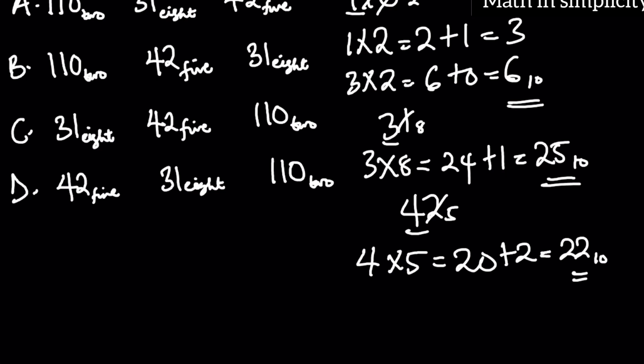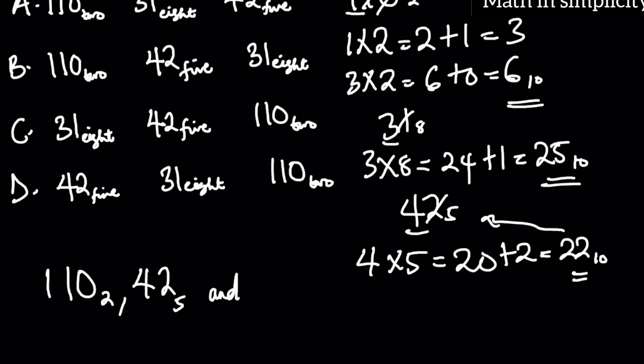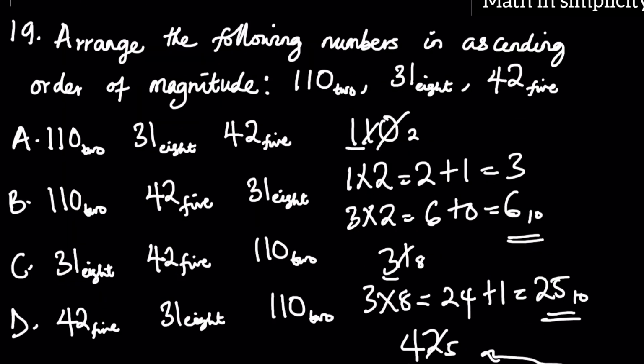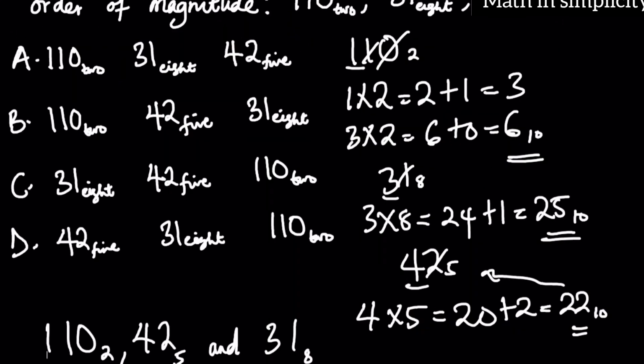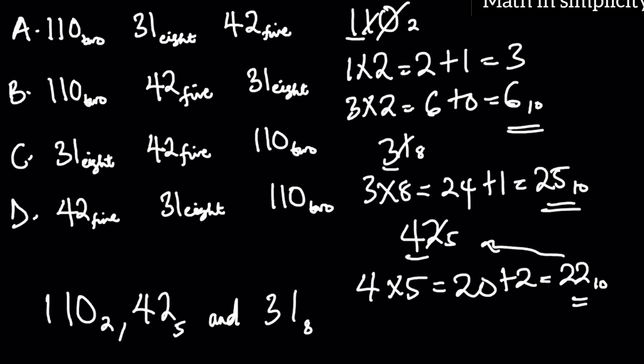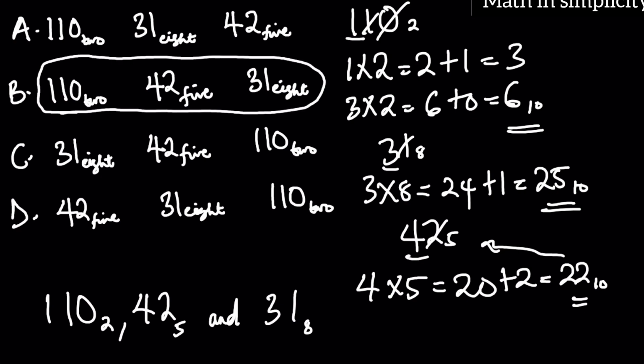So 110 base 2 is the first, followed by 22 base 10, which is equivalent to 42 base 5, and then we have 25 base 10, which is equivalent to 31 base 8. So we have 110 base 2, 42 base 5, and then 31 base 8. So the correct option should be option B, which is 110 base 2, 42 base 5, and 31 base 8.